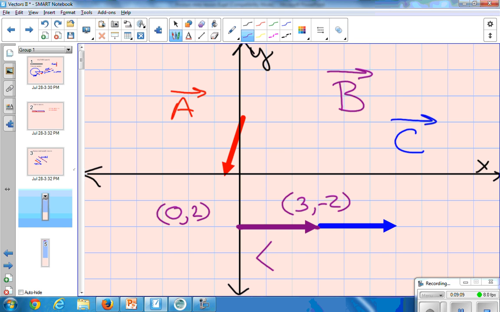To say, how do I get from the tail to the head? Well, we started at 0, and we end up at 3. Well, it's 3 minus 0. We moved 3 to the right. And what do we do vertically? Oops, actually, I made that wrong. Negative 2. We didn't do anything vertically. So we didn't move it at all up or down. So now we would say properly that b, the vector, equals ⟨3, 0⟩.